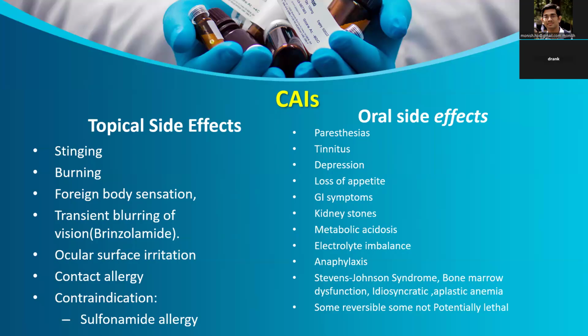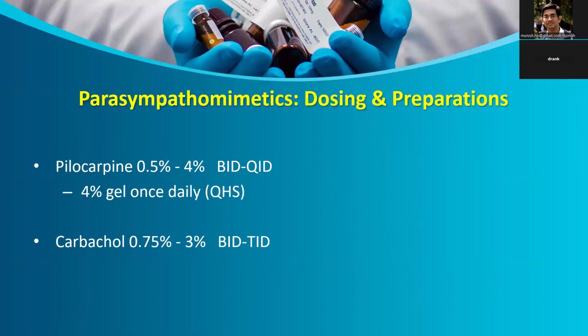The side effects associated with topical agents are stinging, burning, foreign body sensation, and with brinzolamide, there is also transient blurring of vision. And because they are sulfonamide drugs, they are contraindicated in patients who have sulfonamide allergies. Now coming to the last group of drugs, the parasympathomimetic drugs or the cholinergic drugs.